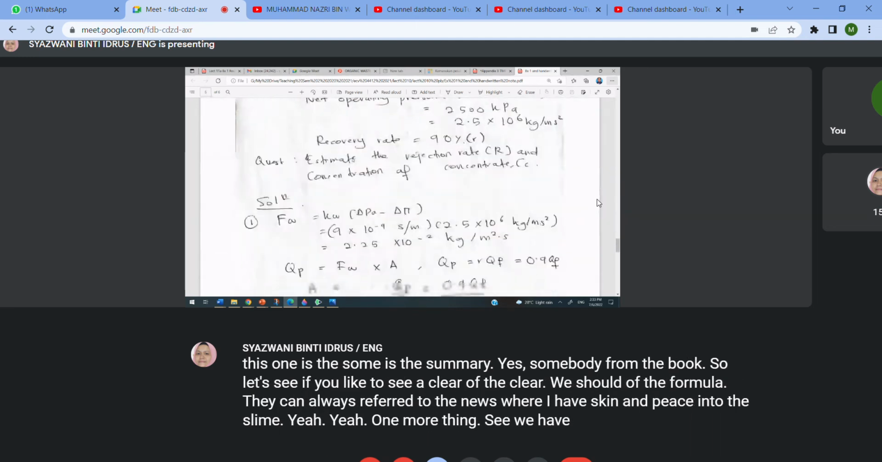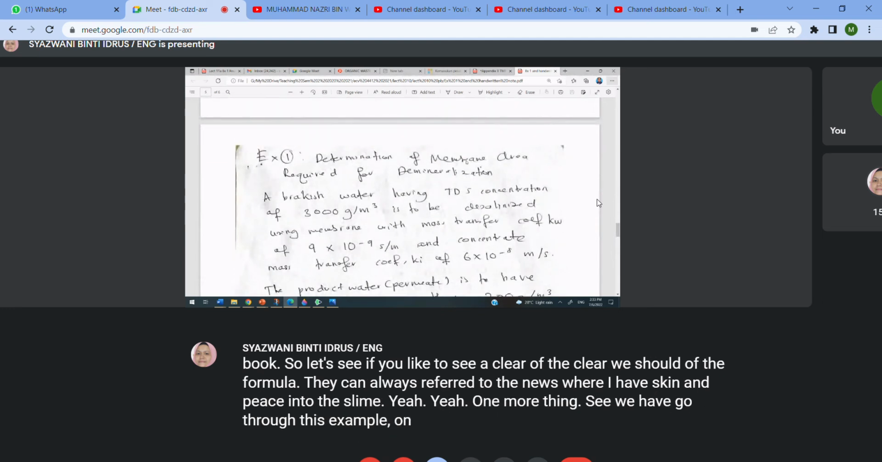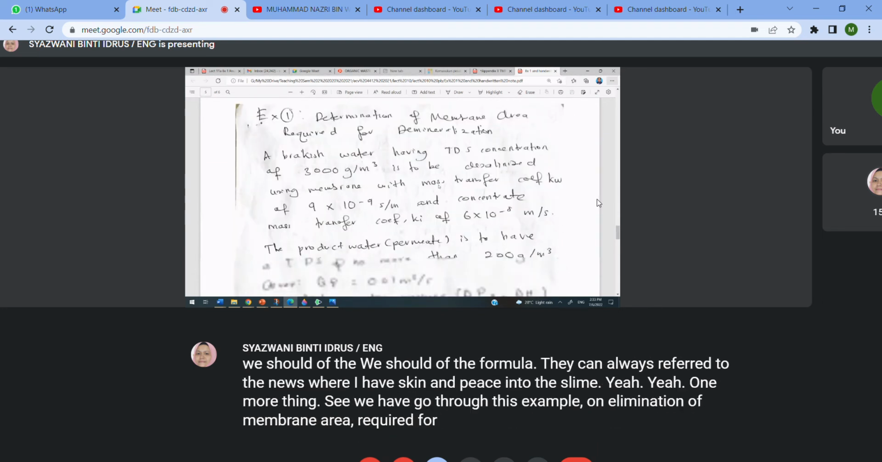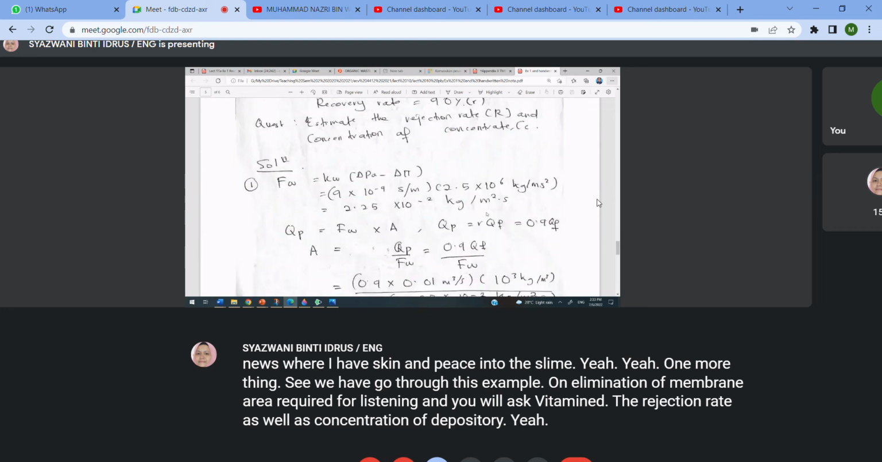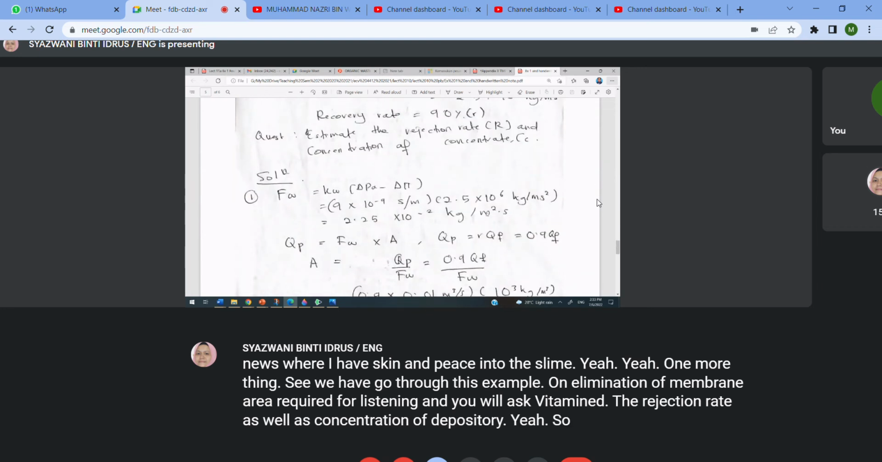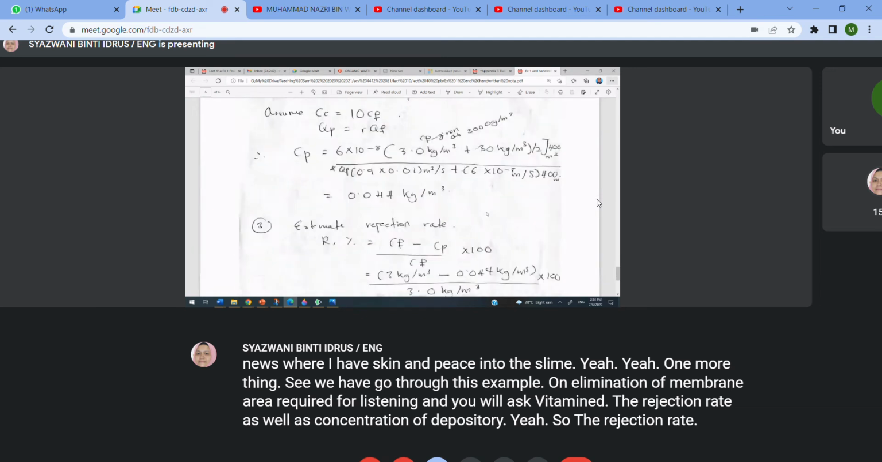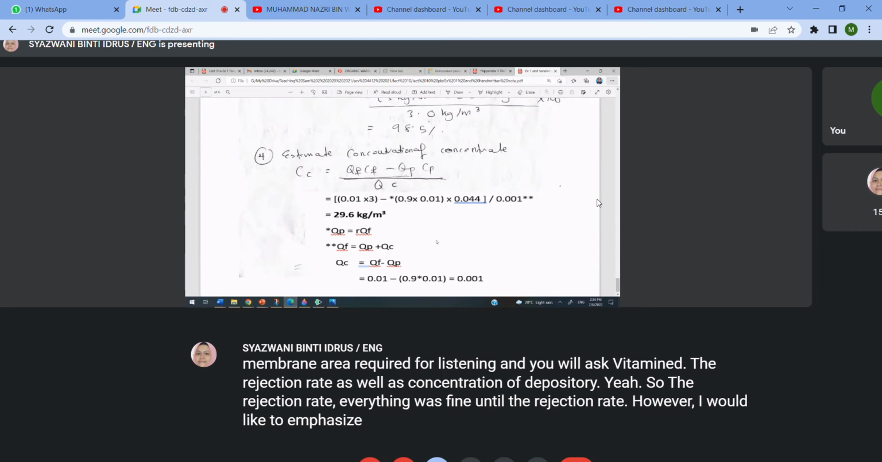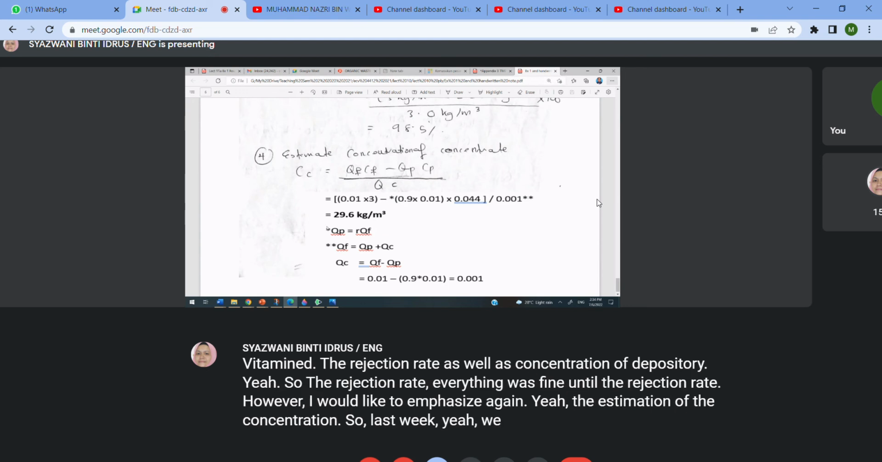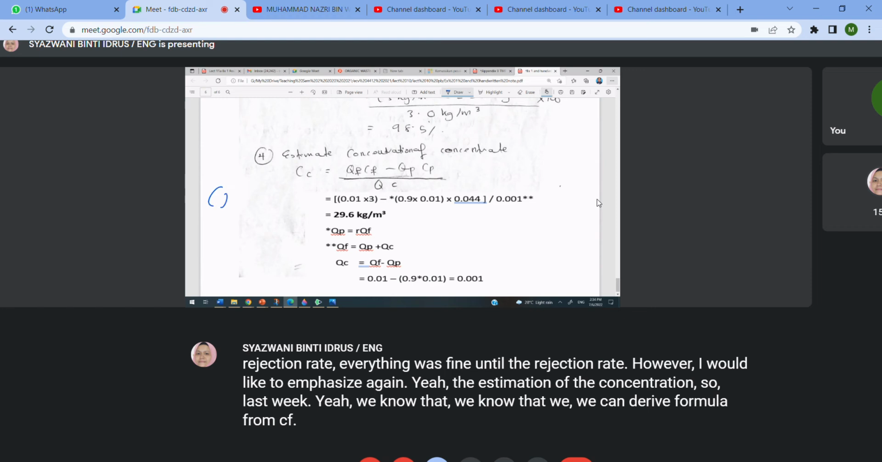One more thing. We have gone through this example on determination of membrane area required for the desalination, and you were asked to determine the rejection rate as well as the concentration of the concentrate. Everything was fine until the rejection rate. However, I would like to emphasize again the estimation of the concentrate. Last week, we derived a formula from CF QF.